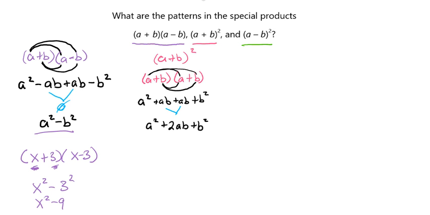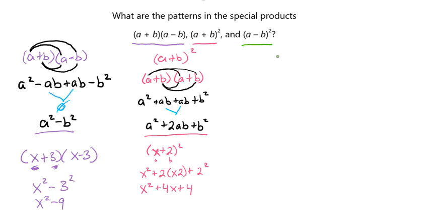So what that tells us is that if we have a plus b quantity squared, we can rewrite this. So if I had x plus 2 quantity squared, this would represent my a, and this would represent my b. So I could say x squared plus 2 times x plus 2 squared. And so that would give me an x squared plus 4x plus 4.